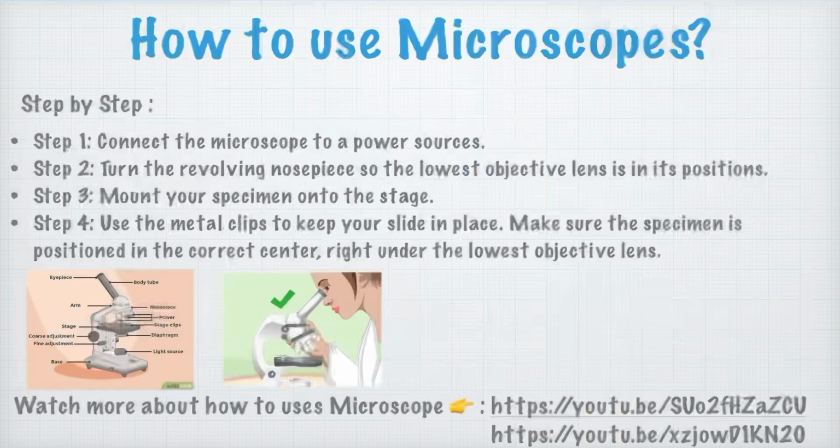How to use the microscope. And here is a step-by-step guide of how to use a microscope. Step 1. Connect the microscope to a power socket. Step 2. Rotate the revolving nosepiece until the lowest objective lens is in position. Step 3. Load the specimen onto the stage. Step 4. Use the metal clip to hold it in place. Make sure the specimen is positioned in the center, right under the lowest objective lens.